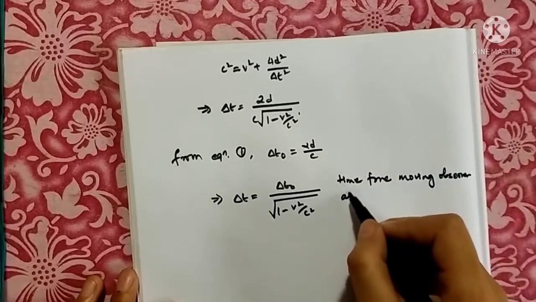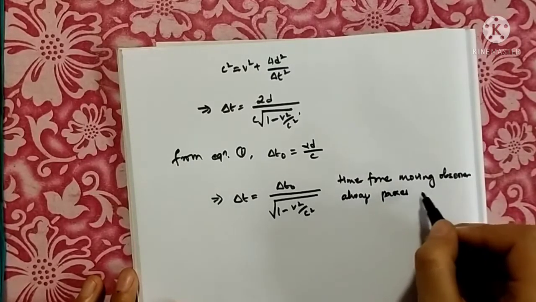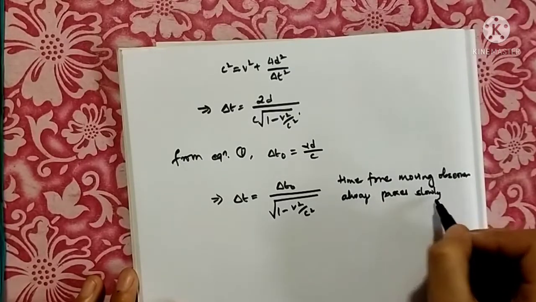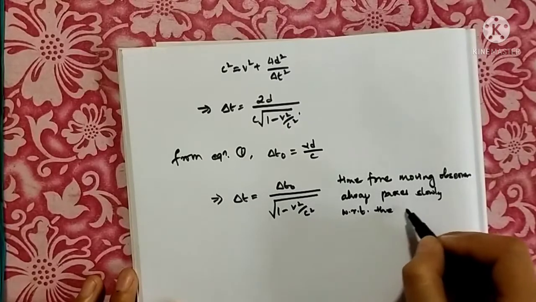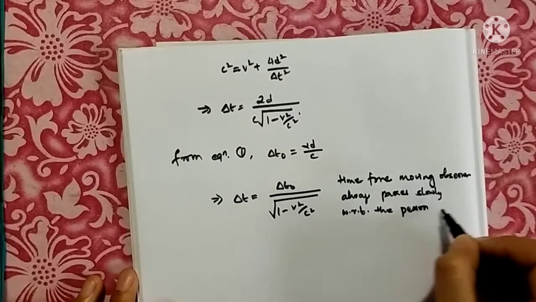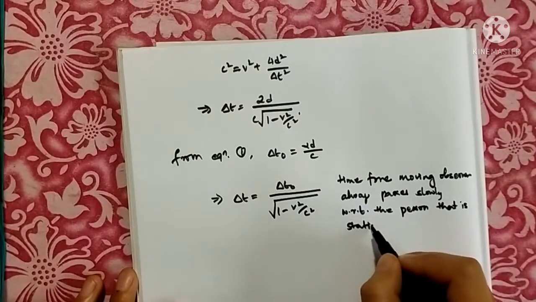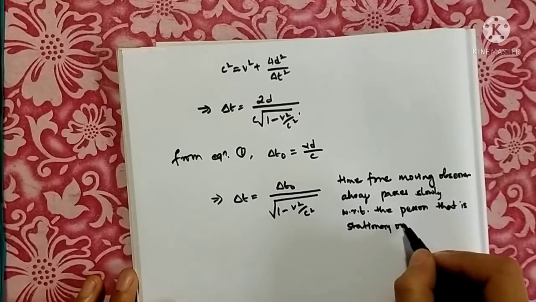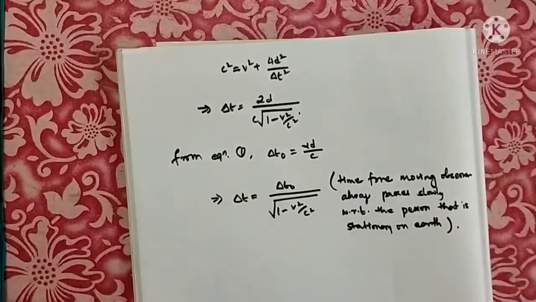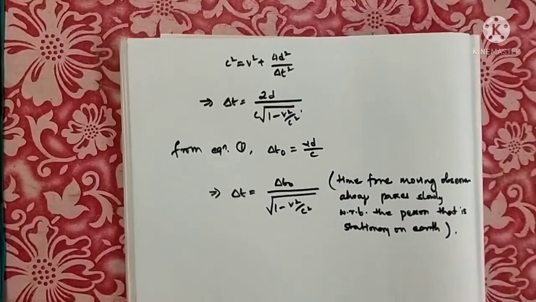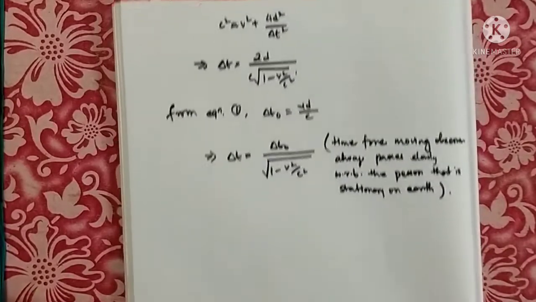Time always passes more slowly with respect to the person that is stationary on Earth. This is time dilation. Time dilates. Now we will see length contraction.